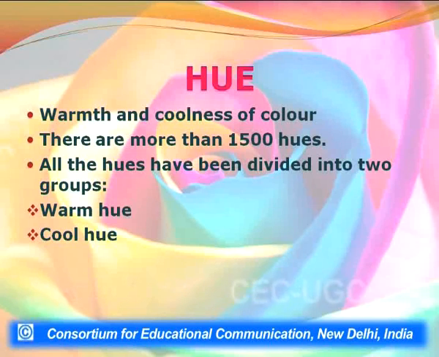There are more than 1500 hues, and these days you can have so many indefinite types of hues because digitally we can mix and give different kinds of colors. And these days there are so many gadgets which also give us the chance to create our own color systems. All the hues have been divided into two groups: warm hues and cool hues.